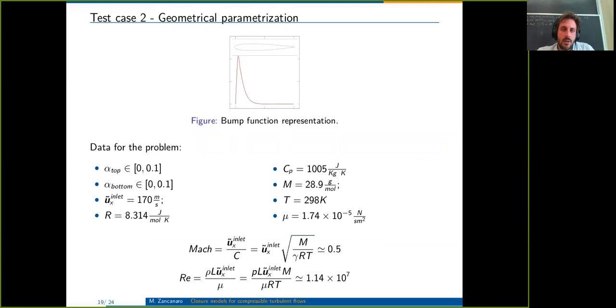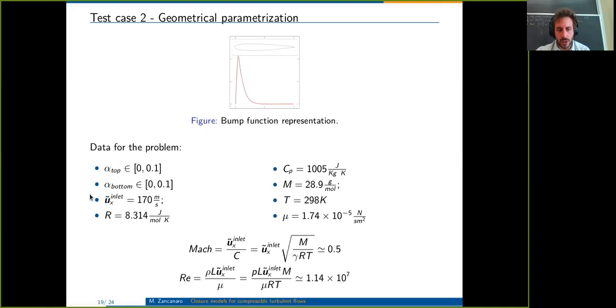This is the second test case that I wanted to present to you. Here, what we are doing is to modify the surface of the airfoil by the use of a bump function, the one depicted here in the top part of the slide. As you may notice, it is centered on the leading edge of the airfoil, so we are mainly modifying the leading edge of our NACA 0012. This bump function is added to the top surface and subtracted from the bottom surface, and for this reason we have two different sets of parameters. These parameters are just the amplitude of this bump function.